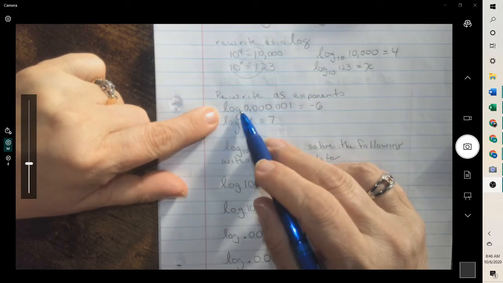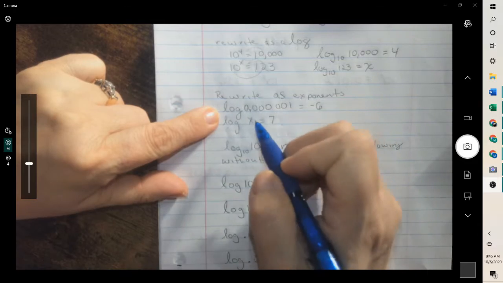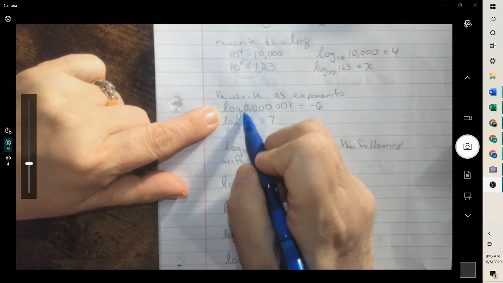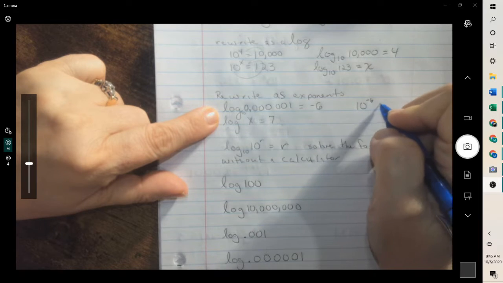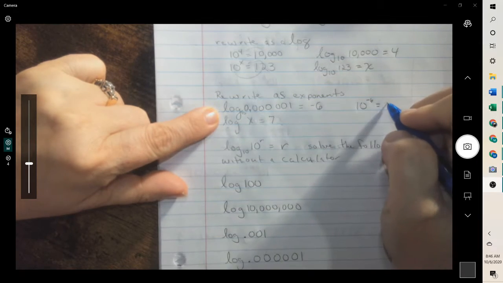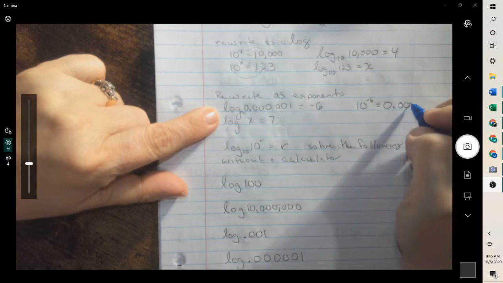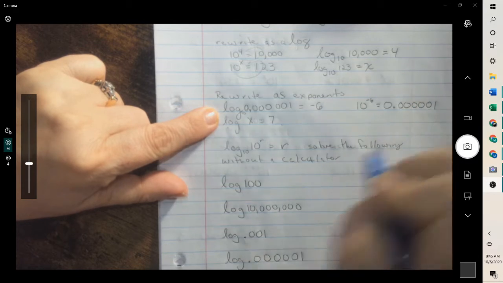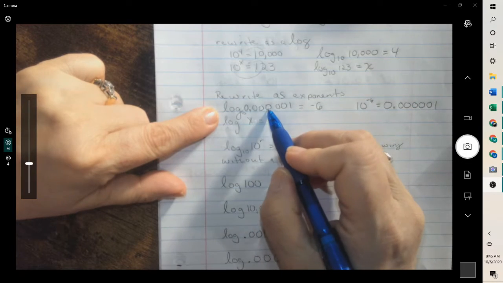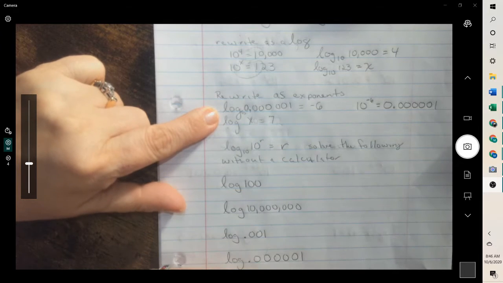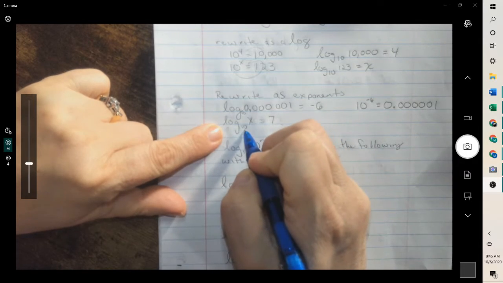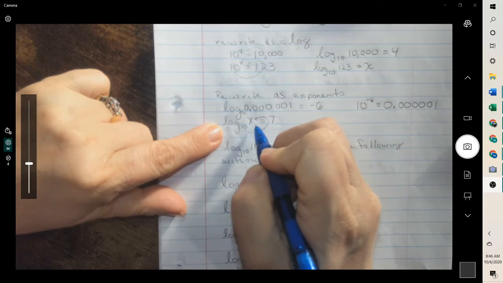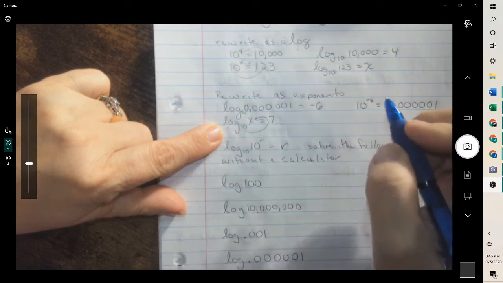Likewise, we can go the other way and rewrite them. Remember, when there's no base, it's a 10. So 10 to the negative 6 equals 1, 2, 3, 4, 5, 6. So no base, put a 10, and then loop around. 10 to the 7 equals x.